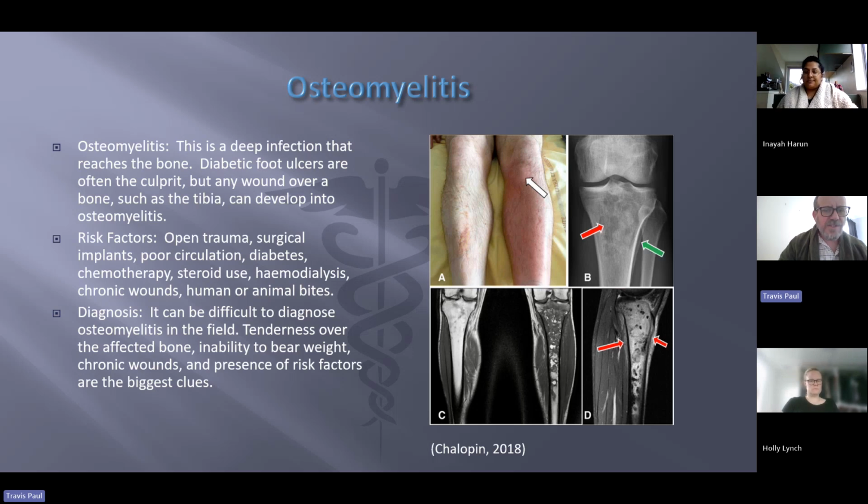It can be difficult to diagnose osteomyelitis in the field. You'll get tenderness over the bone. If it's in your lower extremities, it can be difficult or impossible to bear weight. If you have chronic wounds, it's more likely, and other risk factors would be your biggest clues towards osteomyelitis. This picture here, by the way, is a picture of osteomyelitis that formed after an IO. Kind of interesting.